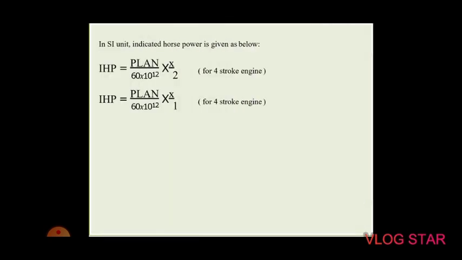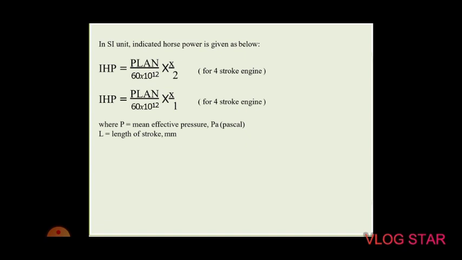Now we will have in SI unit the indicated horsepower given as below. It is IHP equals PLAN divided by 60 x 60 into 10 to the power 12 into x by 2 for 4-stroke engine, and for 2-stroke engine, it's PLAN divided by 60 into 10 to the power 12 into x by 1.